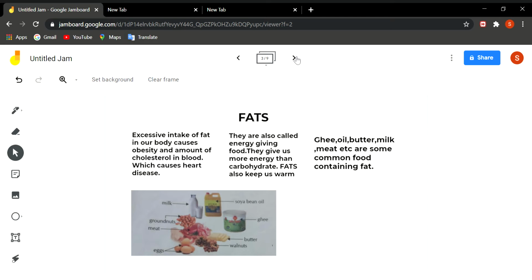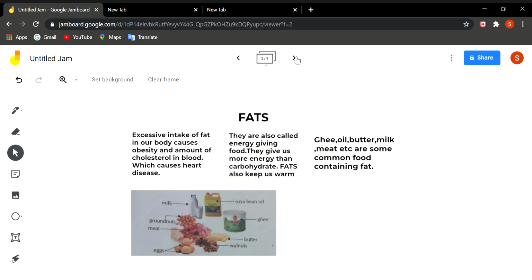Fats are also called energy giving food. They give us more energy than carbohydrates, and they not only give energy but they keep us warm also. Some common sources of fat are ghee, oil, butter, milk, meat, etc. Fats can be obtained from plants also and animals also.